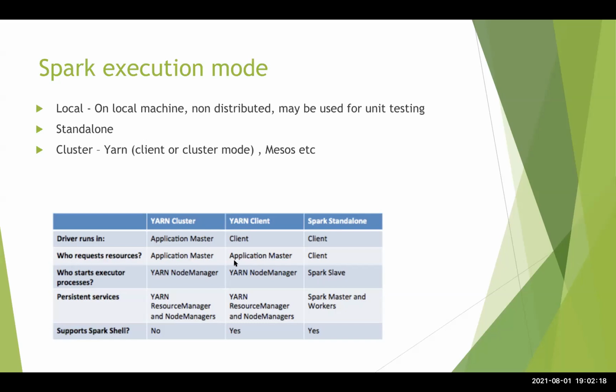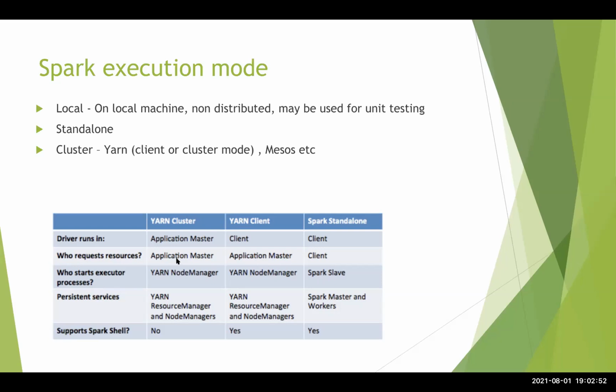In YARN cluster and YARN client, the application master will go to the resource manager and ask for the resources. And in Spark standalone, of course, because it's Spark's internal cluster manager, the client will figure out how many resources it needs and will use those many resources. Who starts the executor process? Once the application master goes to the resource manager and asks for certain resources in terms of CPU and memory, the resource manager will give those resources.